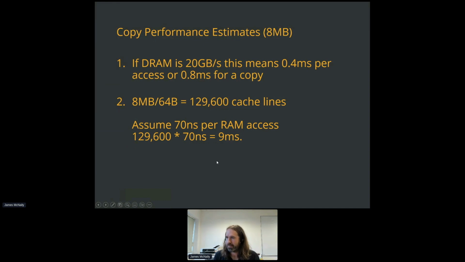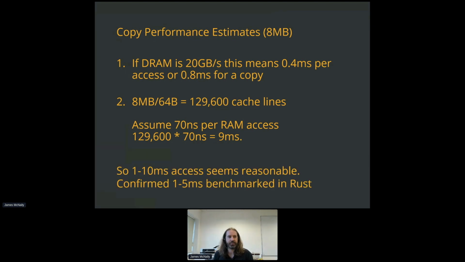Another way to look at it was going back to the numbers I had earlier for the RAM access performance. These were 1080p images, so they were about 8 megabytes. If we divide that by 64 bytes, we're looking at about 129,000 cache lines that we need to access. Using the number I mentioned I'd found earlier, about 70 nanoseconds per RAM access, and ignoring all capabilities of prefetching and anything that might be in RAM already, that would come out to about 9 milliseconds. So 1 to 10 milliseconds seemed reasonable.